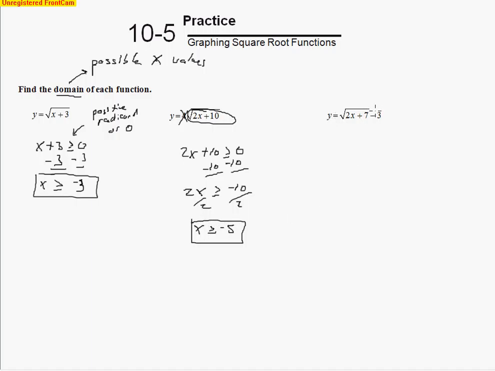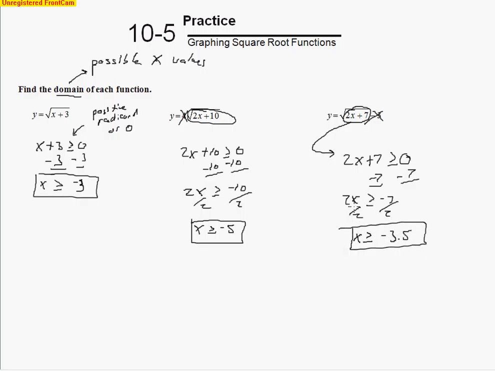So again, same thing here. This negative 3 outside the radical sign does not affect the domain. All I care about is the radicand. 2x plus 7 greater than or equal to 0. And so from there, you just go ahead and solve. And so we are left with 2x is greater than or equal to negative 7, so you divide by 2, and you get your answer. X is greater than or equal to negative 3.5.